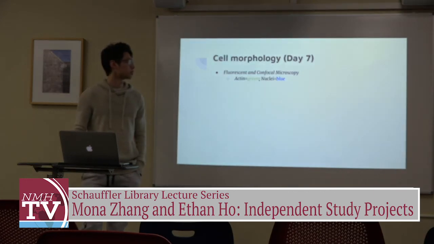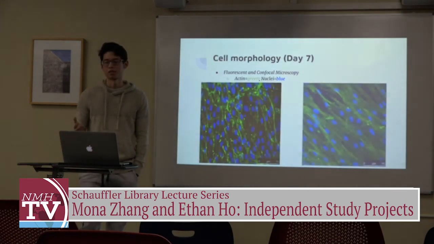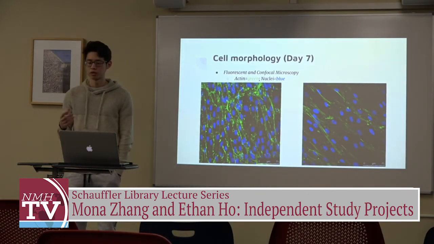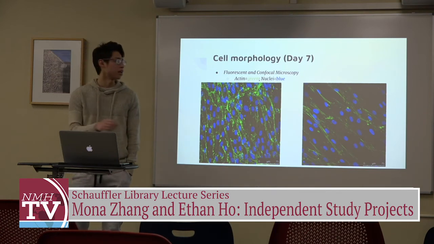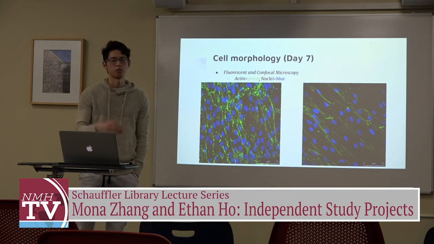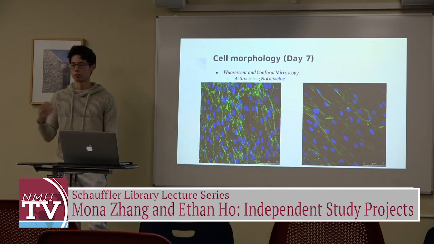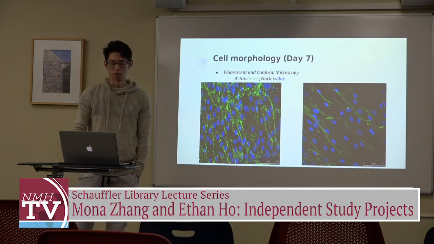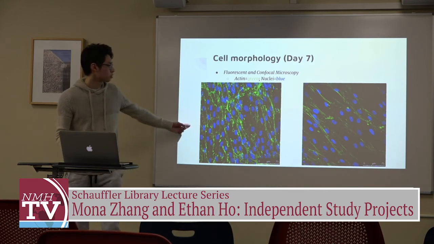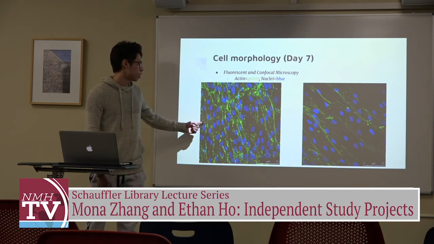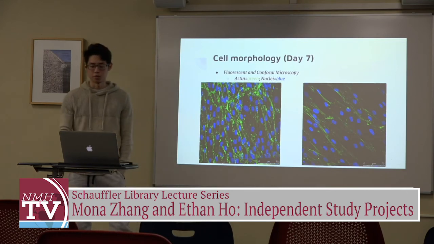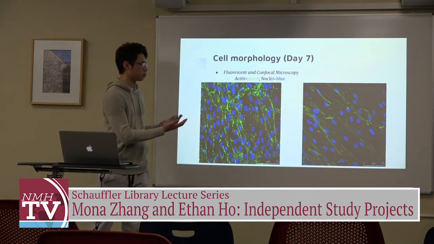And then on day seven, we look at cell morphology, which is basically just looking at a cell under a microscope. To help us identify each cell more clearly, we stain the components of the cell with different colors. So green is for actin, which is the threads in the cell that support the cell. And then blue is the nuclei, which is the center or the most important part of the cell. The left image shows a 50 millimeter speed extrusion, and the right one shows a 150 millimeter speed extrusion. So there's a big difference between these two images.